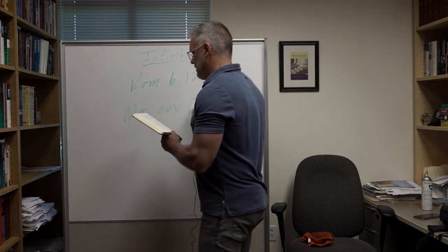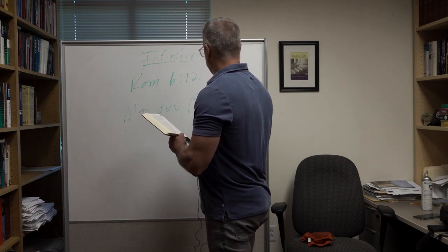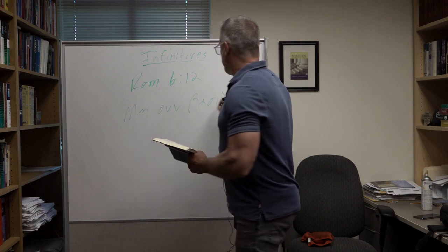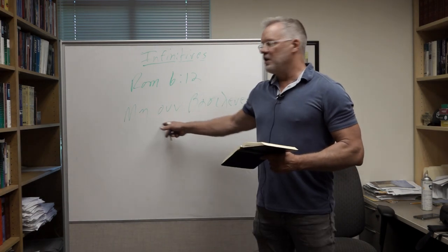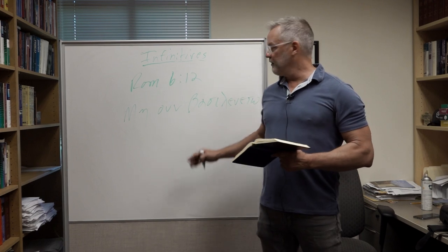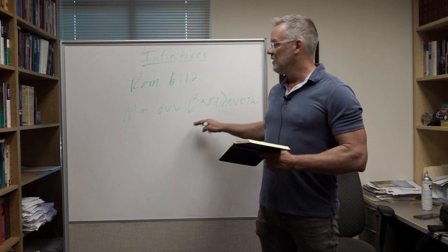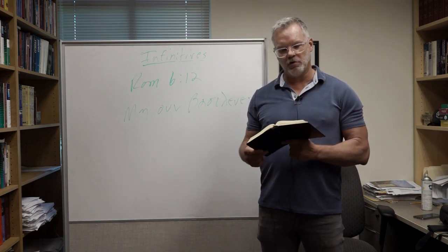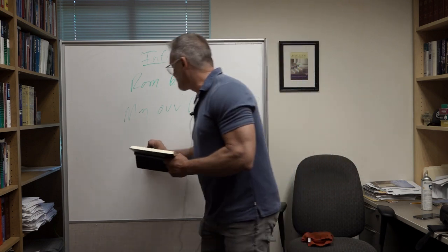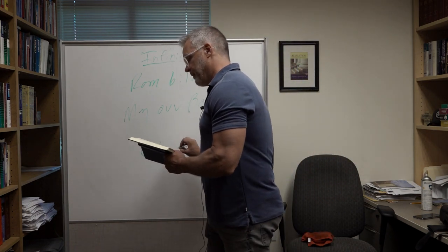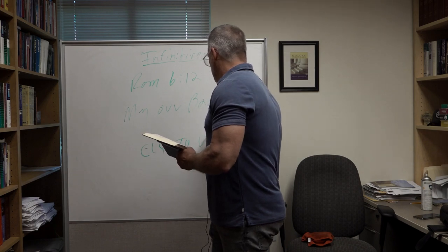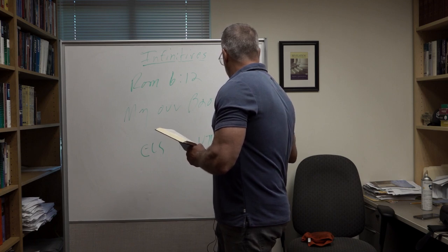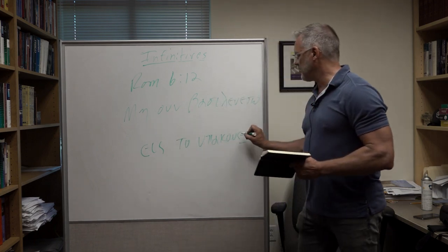So the main verb is the imperative, basileuetō. You'll note, if you remember our discussion of imperatives, this is a present prohibition. Therefore, do not let sin reign. And it goes on and says, in your mortal bodies. But notice what comes next. Eis to hupakouein. There's your infinitive ending, ein.